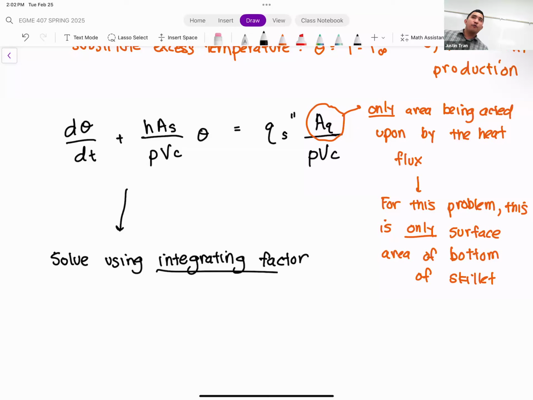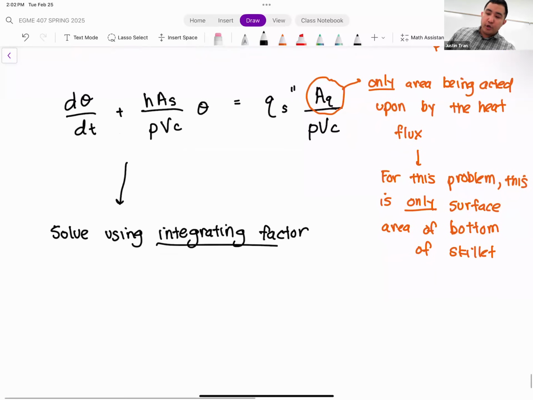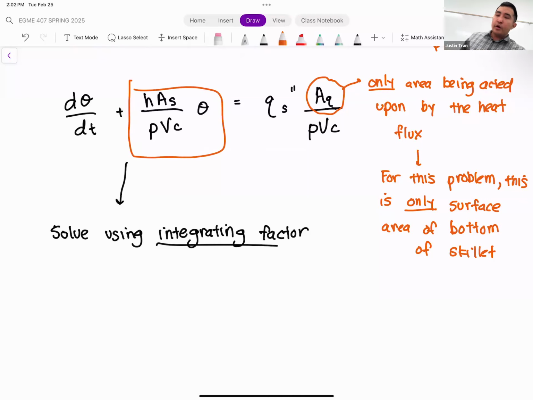So hopefully that rings a bell from either Math 250B or EGME 308, okay? Just to refresh your memory, the way to solve an equation with an integrating factor is we look at the term that has our solution variable by itself, and we take the coefficient in front of that.